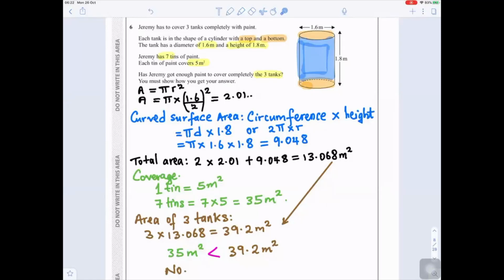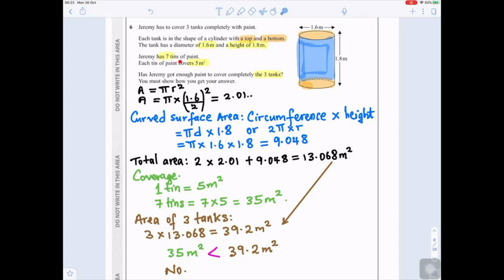Question number 6. Jeremy has to cover 3 tanks completely with paint. Each tank is in the shape of a cylinder with a top and a bottom. The tank has a diameter of 1.6 meters and a height of 1.8 meters.